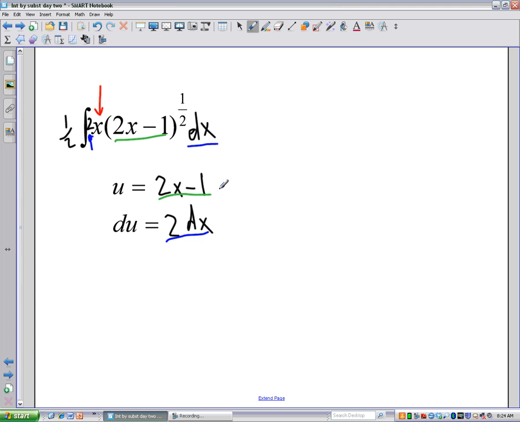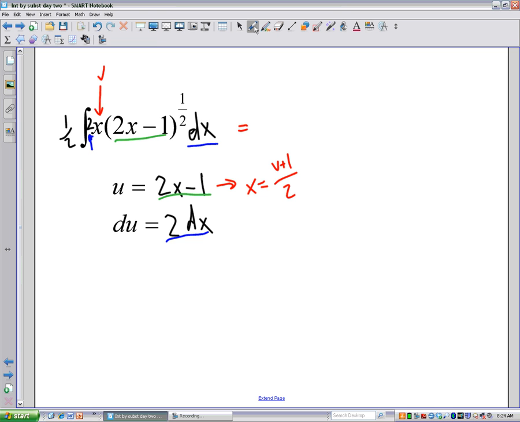Okay? So here's what I can do. If I know that u is equal to 2x minus 1, I can say that x is equal to u plus 1 over 2. Stop, pause, slow down, make sure that that makes sense to you. So now I can substitute this. I've got to go through and do this rewrite.